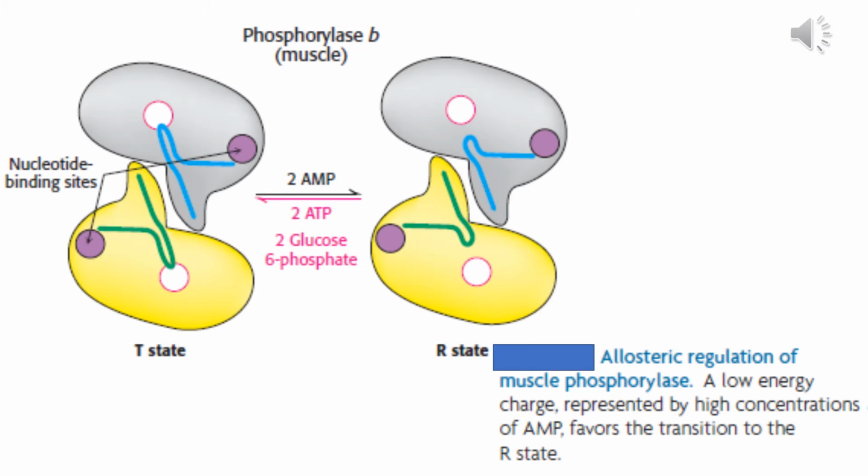In muscles, a higher concentration of AMP or a lower concentration of ATP transforms phosphorylase B into the R state, and in the R state phosphorylase is transforming itself into phosphorylase A, which means it will be functional and act upon glycogen to release glucose 1-phosphate.